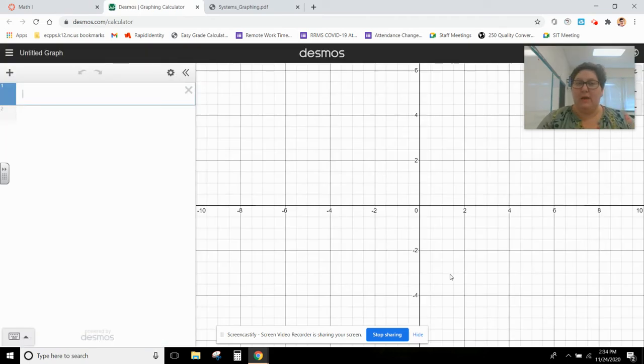As you noticed in our notes, when we graph two lines, that's called a system of equations. Where those lines meet, that is your solution. We also have special cases, but we'll get to those in a minute.